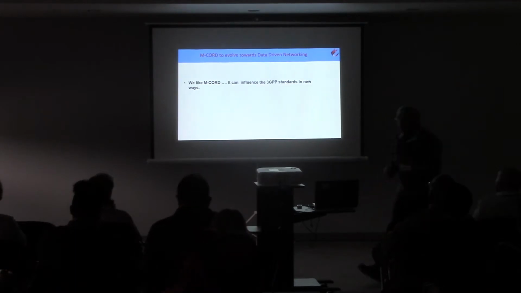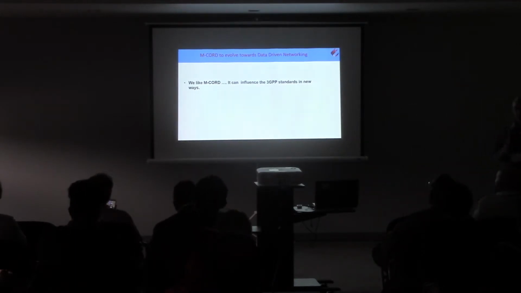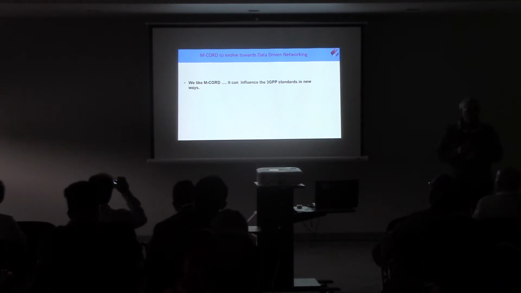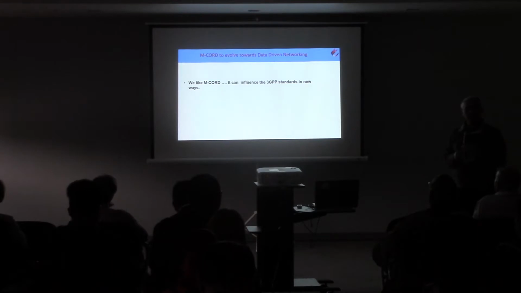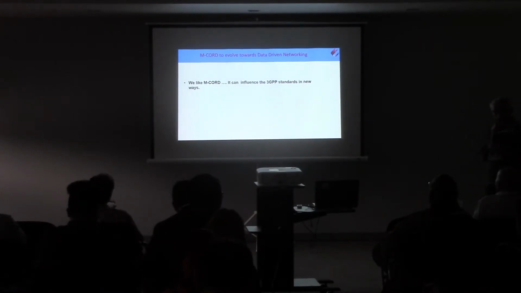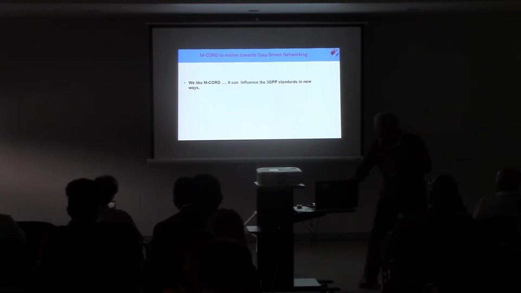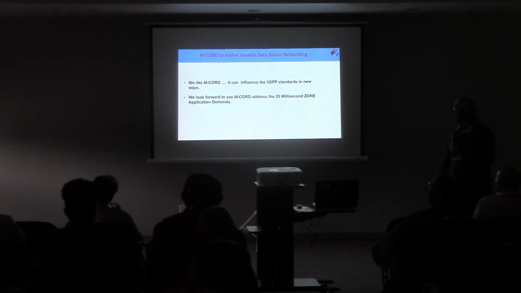So we like M-Cord, obviously, and one of the reasons that AT&T likes M-Cord has to do with how we influence 3GPP in new ways, in terms of being able to showcase something in a proof of concept, coming up with the open API, such as what Xtrend has been doing, and influence 3GPP to adopt those, per se. Then we look forward to M-Cord addressing these 20 millisecond zone applications.